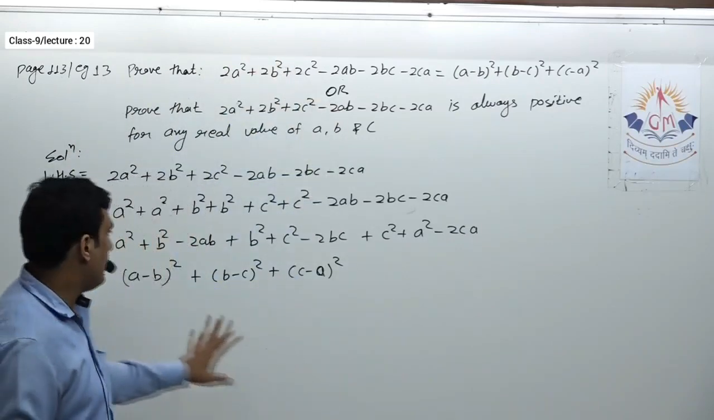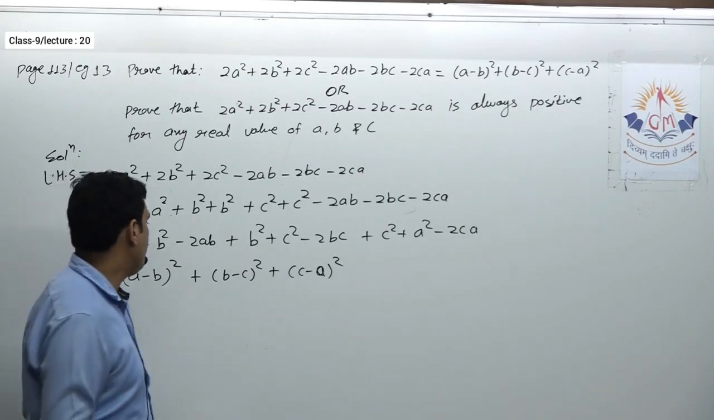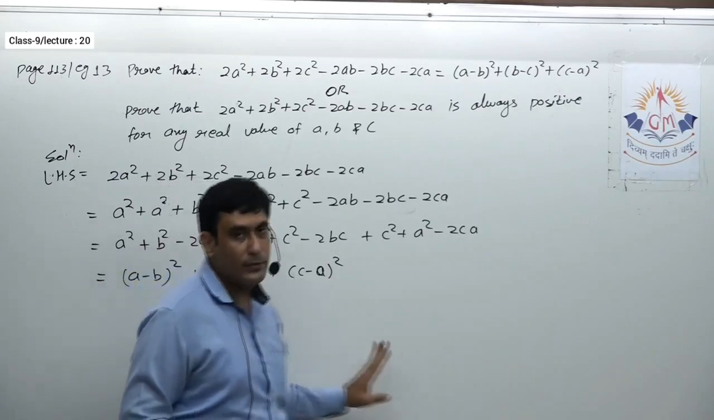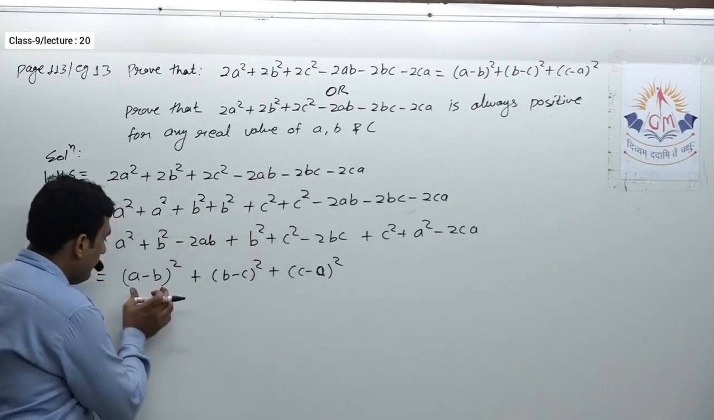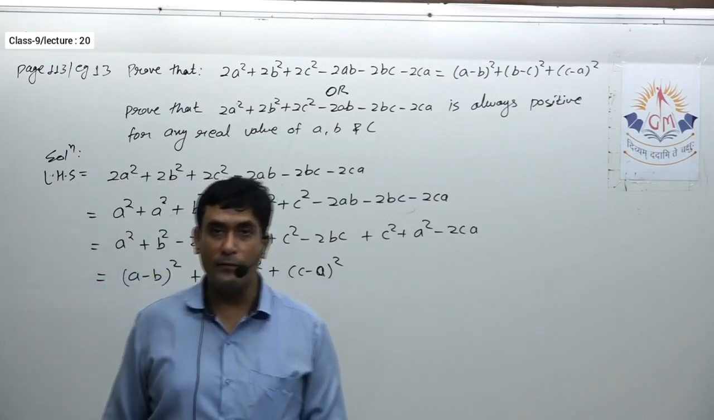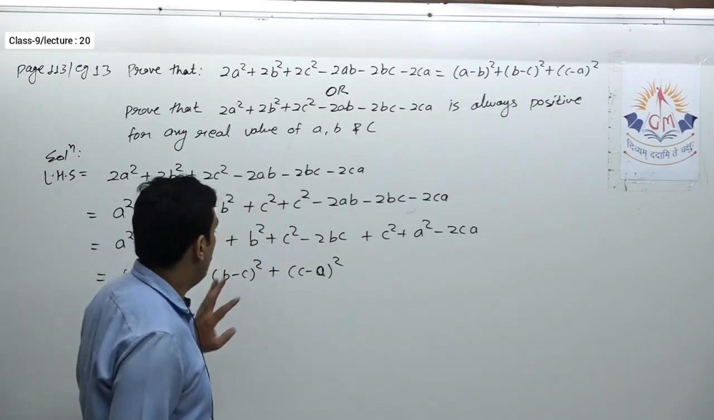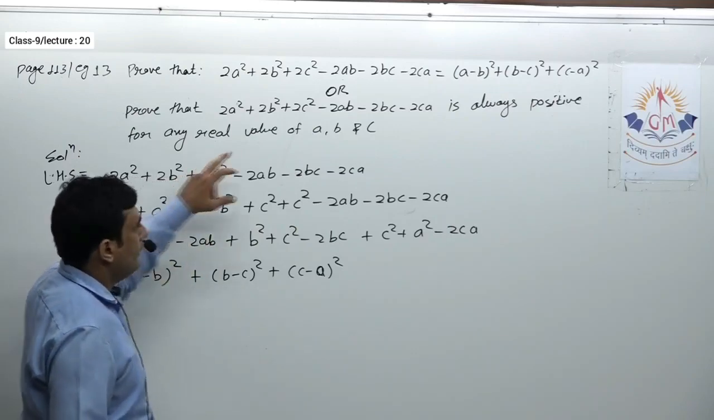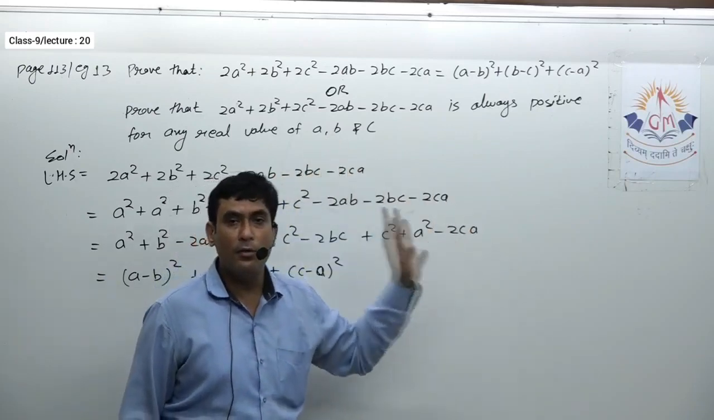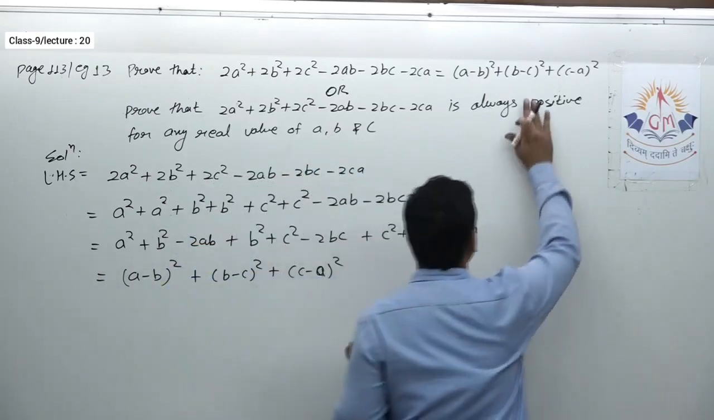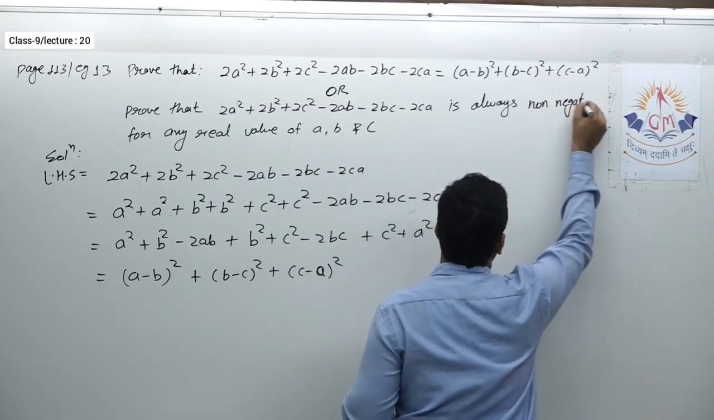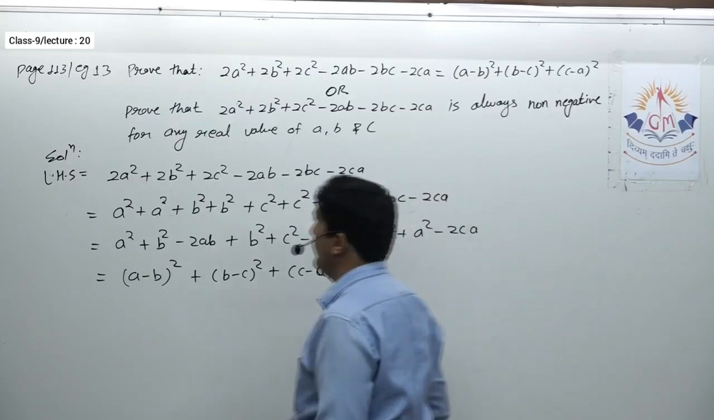Now if the second one is asked, then we have to make a little bit of difference. See, here I proved this is (a − b)², (b − c)², (c − a)². Now the square of any quantity can never be a negative number. So here, instead of always positive, we can say always non-negative. It might be 0, so it is always non-negative. It cannot be negative.